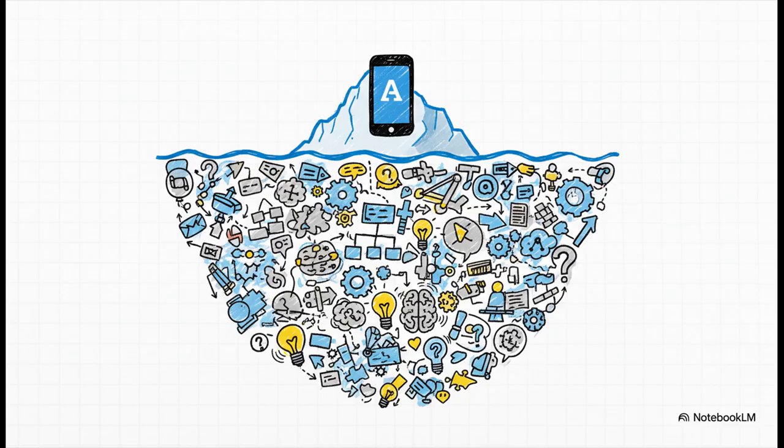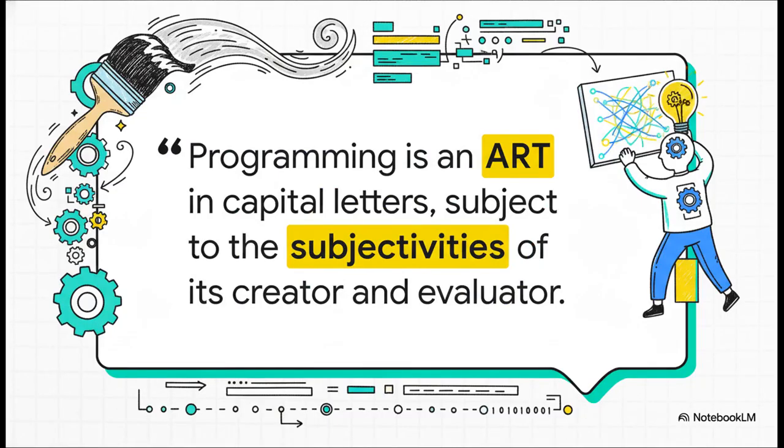It's not just a mechanical process of typing. The source argues it's a profoundly difficult and creative endeavor, and most of that effort, just like an iceberg, happens completely out of sight. Ultimately, the source wraps up with this powerful statement. Programming ultimately is an art in capital letters, and like all art, subject to many subjectivities from both its creator and its evaluator. In other words, it's not just a science of ones and zeros, it's a creative act.